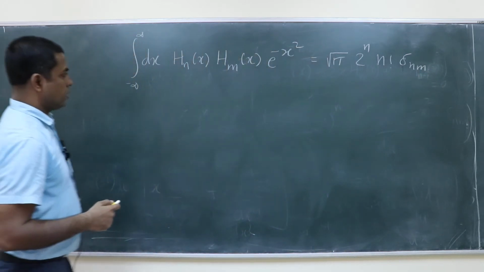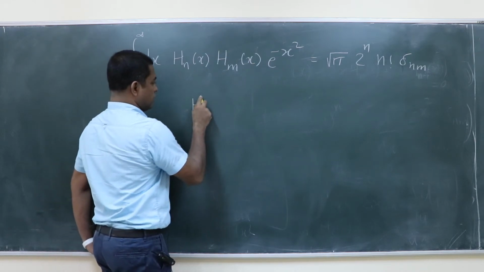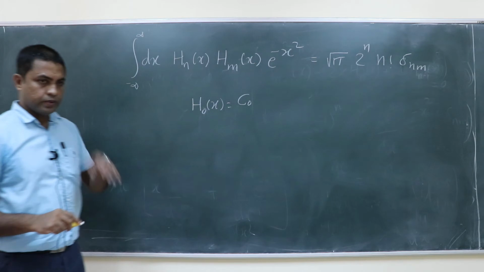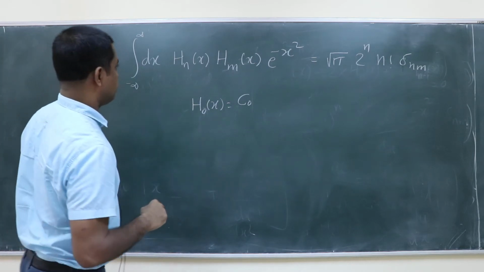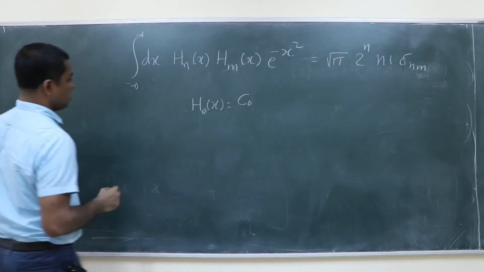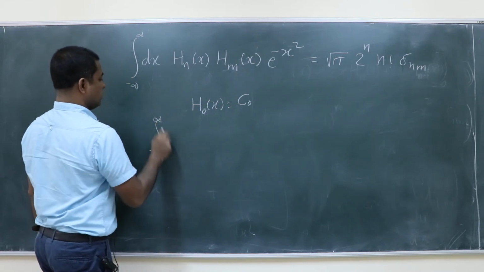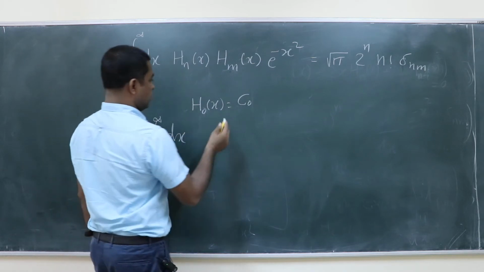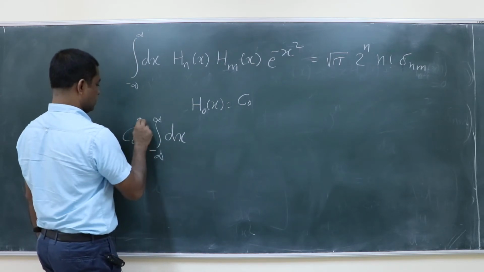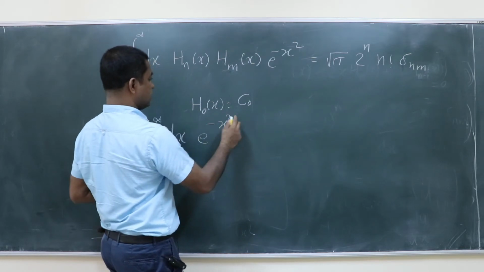Okay, so let us at least find out the first two polynomials. Take H0 of x as c0. If you put n equal to m equal to 0 in this, what you get is the integral dx c0 square, which is a constant, so I can take it outside, then e to the power minus x square. So this is what is there in the left hand side.